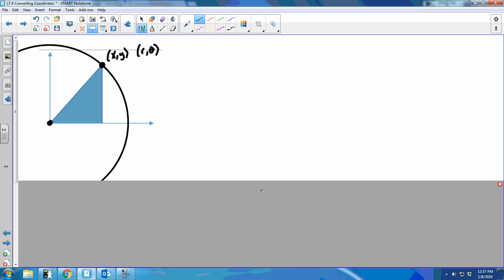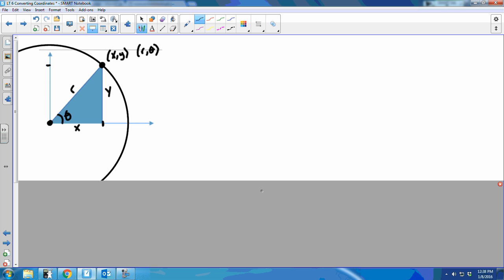If it was x, y, so we're just thinking about rectangular coordinates, then from the origin to here would be the x distance, right? And then from the origin to right here, that would be the y distance. Does that make sense to everyone? If you're thinking about polar coordinates, r is the distance from the pole to the point. It's the radius, so this would be r. And theta is the angle from the axis to wherever you stop. So this would be theta.